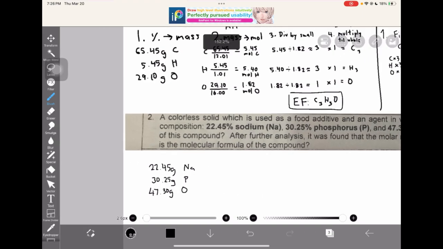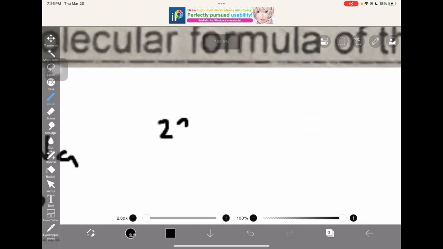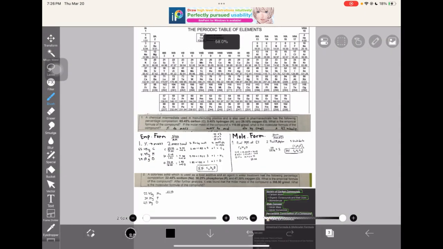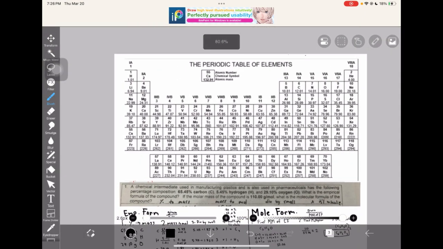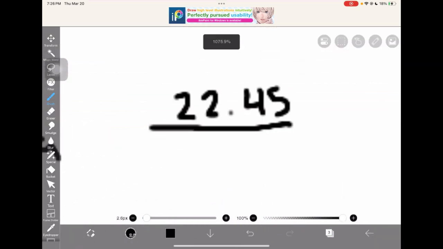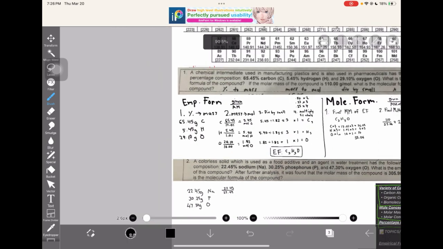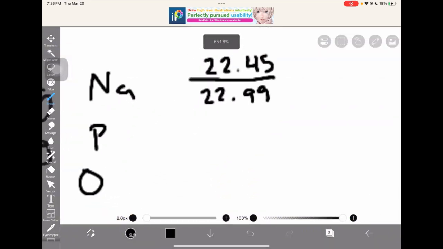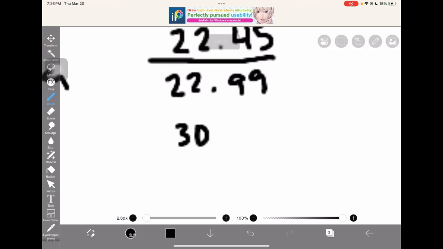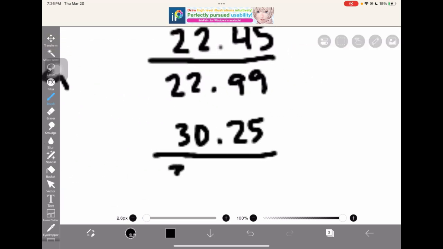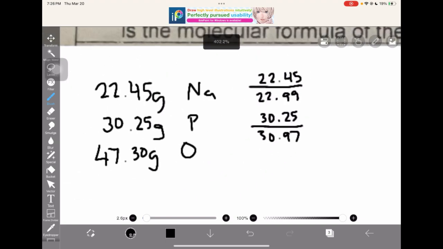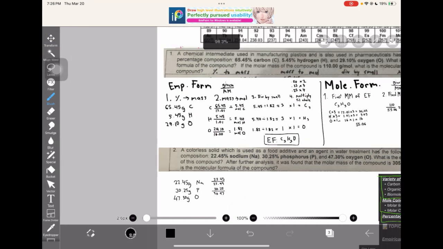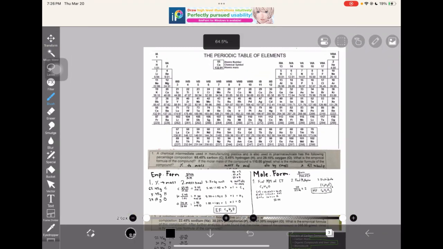Next, mass to moles. 22.45 over, what do we have here for sodium, 22.99. Next, we have phosphorus, which is over here, 30.97. So we have 30.25 over 30.97. And then 47.3 over 16. That's oxygen.